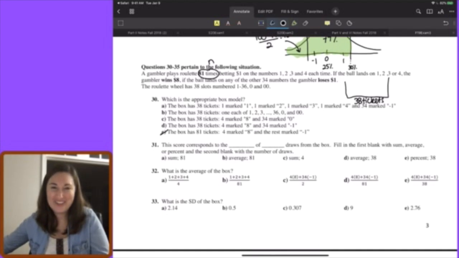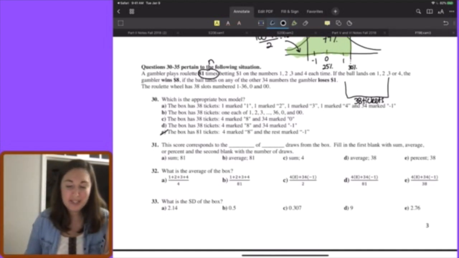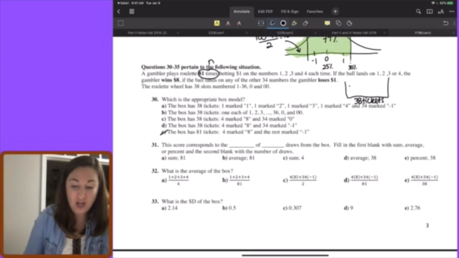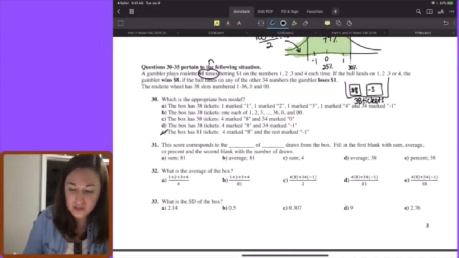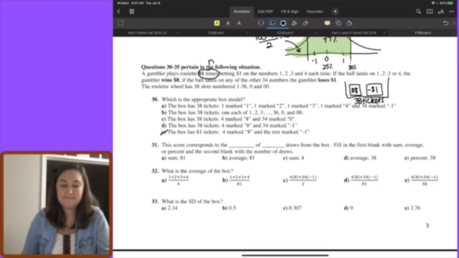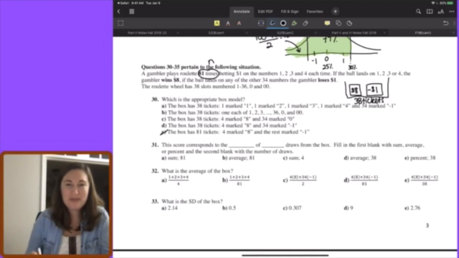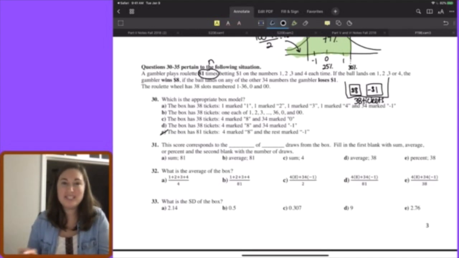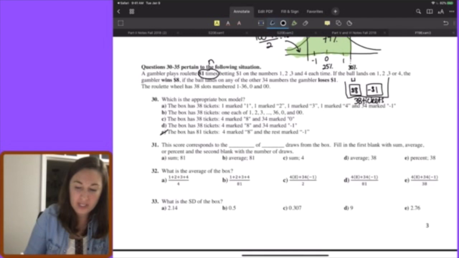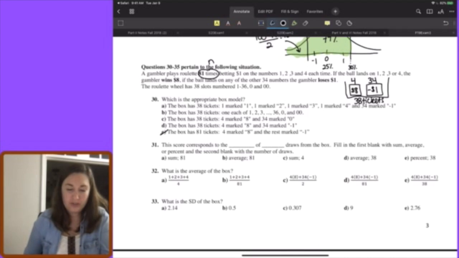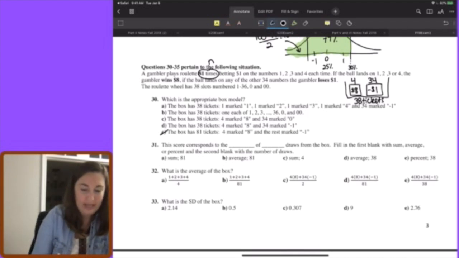And now I need to figure out what is going on. We're looking at how much we win and lose. It says if the ball lands on 1, 2, 3, or 4, they win $8. So we always want to put the amount you win or lose on the tickets. So you either win $8 or you lose $1. And then I'm going to say how many. So there's 4 ways to win $8, and then the other 34 numbers, you lose $1. So my box is going to be choice D.